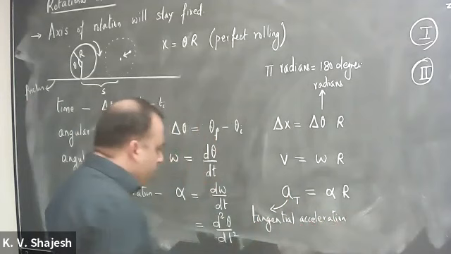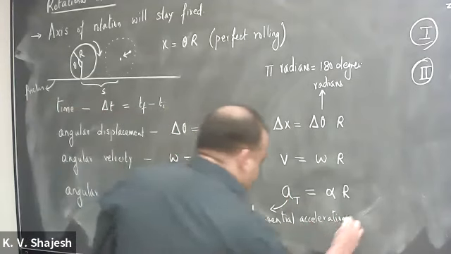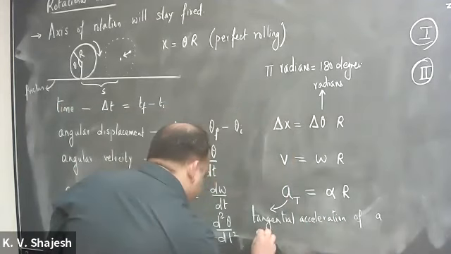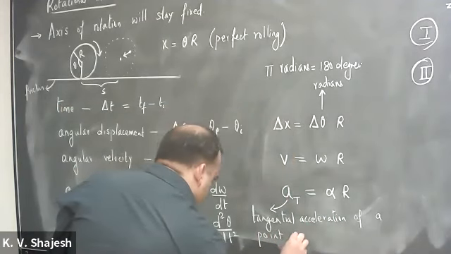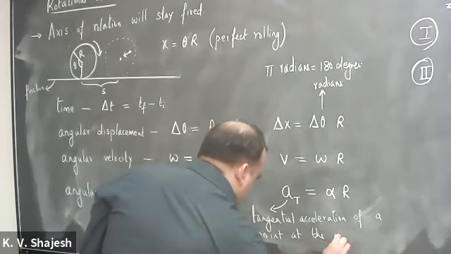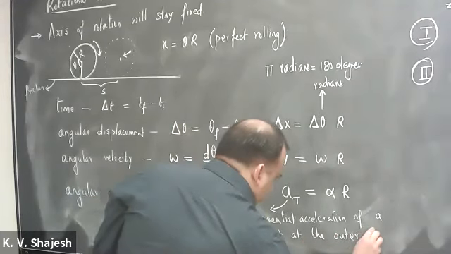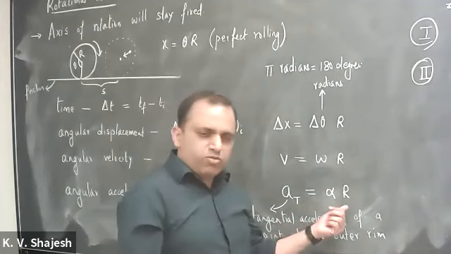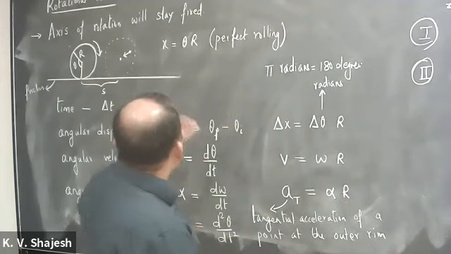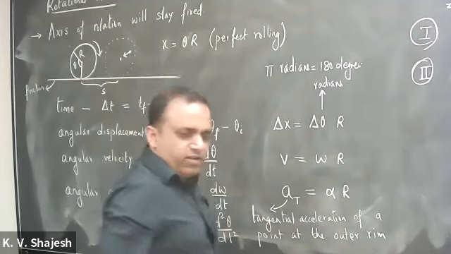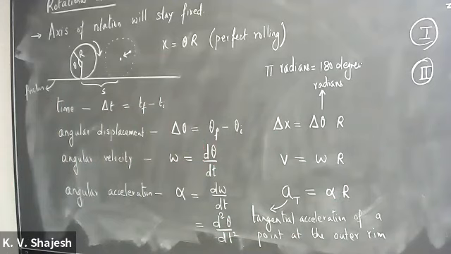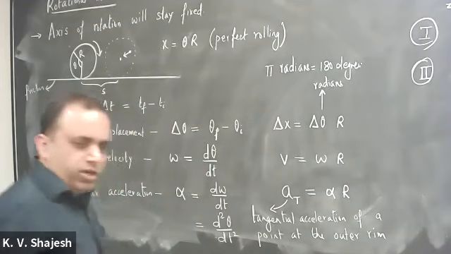Oh man, let me make it more precise. It's the tangential acceleration of a point at the outer rim. And why outer rim? Because this is the radius r, right? I'm using radius r. If I'm talking about any other point, I should know how far it is from the center of the wheel. So that's the connection between the quantities.